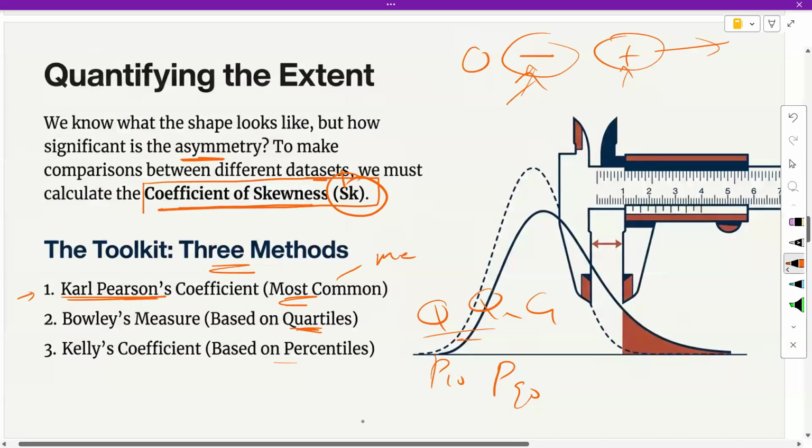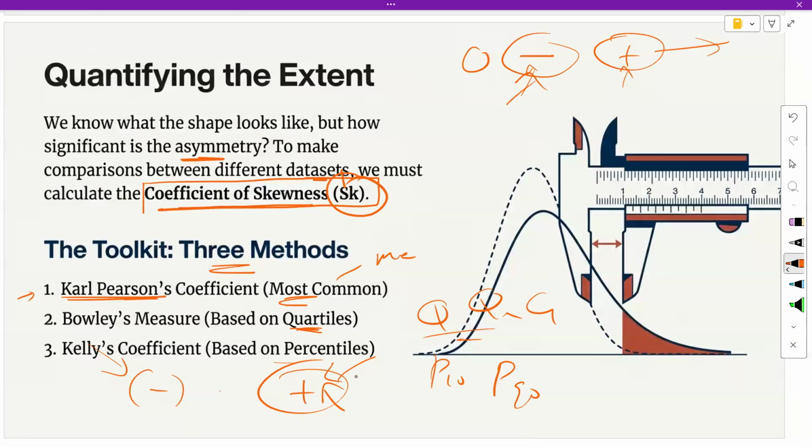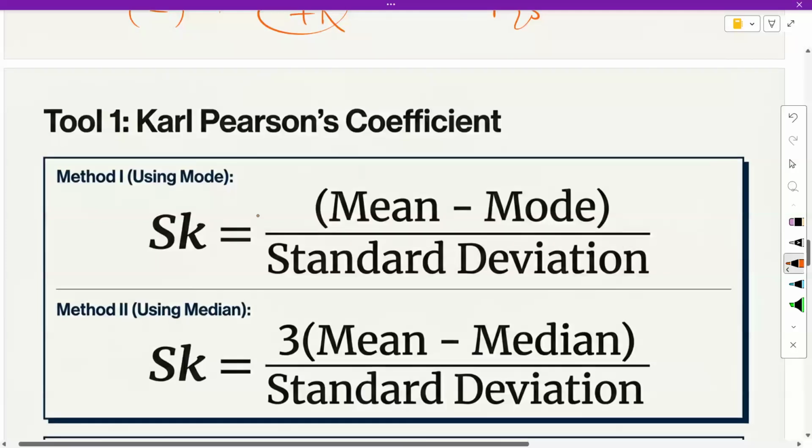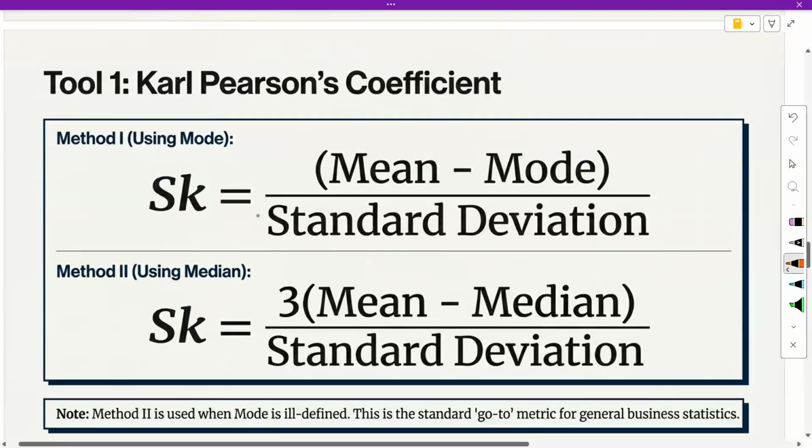If the skewness coefficient is positive, it is positively skewed, and if negative, negatively skewed. But you may compare two data sets that are both positive, and you want to know to what extent, which is more seriously skewed and which is only slightly skewed. So if we have the coefficient of skewness in exact terms, we can apply values. The first one is the Karl Pearson coefficient. This is the first equation, and the most common.